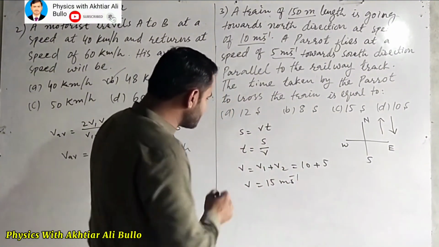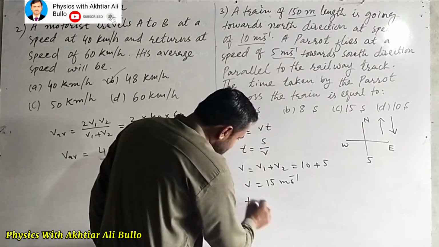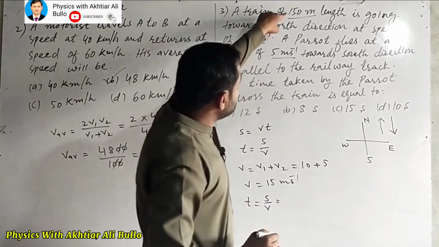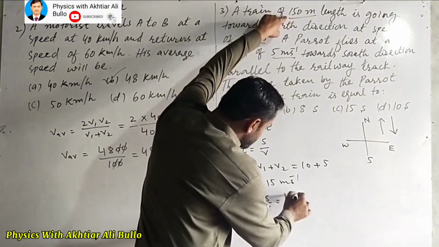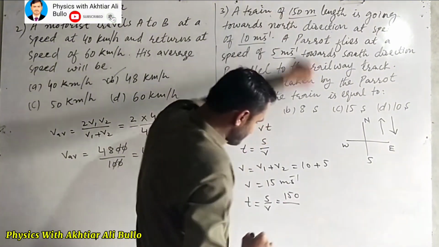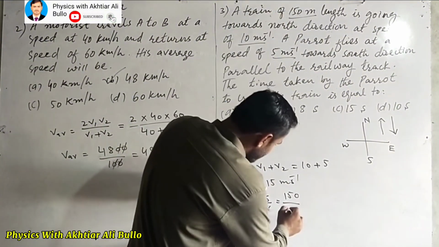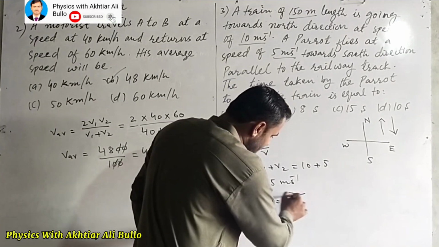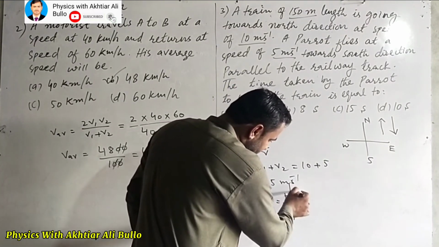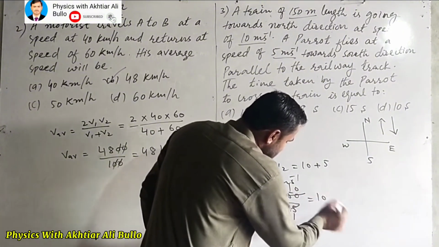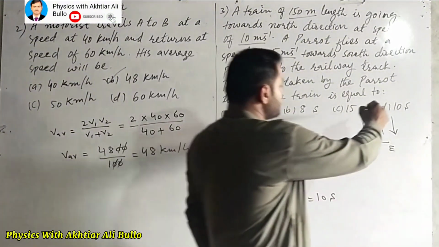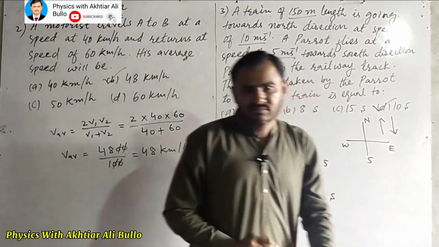Now we will calculate the time. So T is equal to S upon V. S means distance, which is 150 meters, divided by velocity, which is 15. So the table of 15: 15 is 1 times, and 150 is 10 times. So time is 10 seconds. So the correct option is D, 10 seconds.